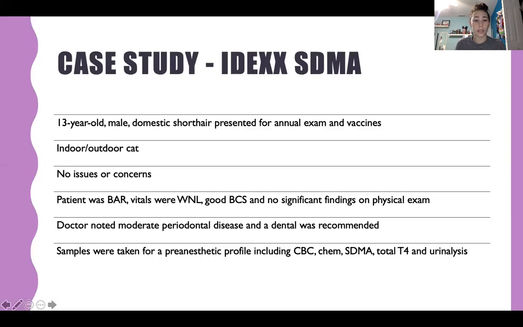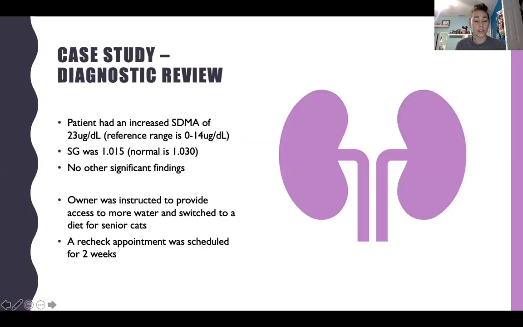Okay, so I pulled this case study from the IDEXX website. It's about their SDMA test. A 13-year-old male domestic shorthair presented for just annual exam and vaccines. He's an indoor-outdoor cat, had no issues or concerns. He was BAR, vitals were within normal limits, and he had a good body condition score with no significant findings on physical exam. The doctor did note that he had moderate periodontal disease, so a dental was recommended, and samples were taken for his pre-anesthetic profile, including a CBC, chem, SDMA since he was a 13-year-old cat, and total T4 and urinalysis.